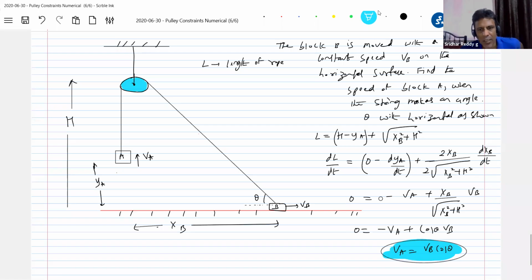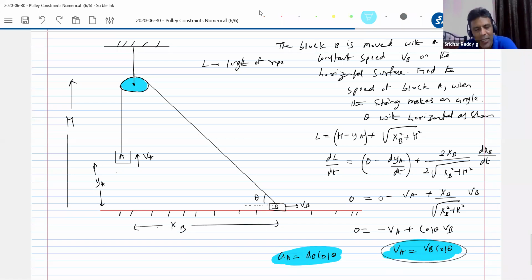At that instant, if you want acceleration, that also we can write it here. Acceleration of A is equal to only at that instant. So I think when string is not vertical, you have to be careful, no? Sometimes the string will not be vertical, it makes some angle theta. Then the constraint equation depends upon that angle made by the string.